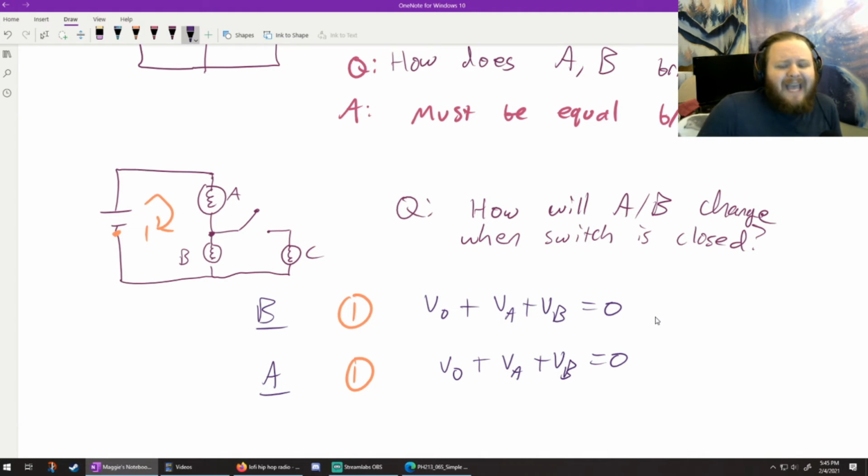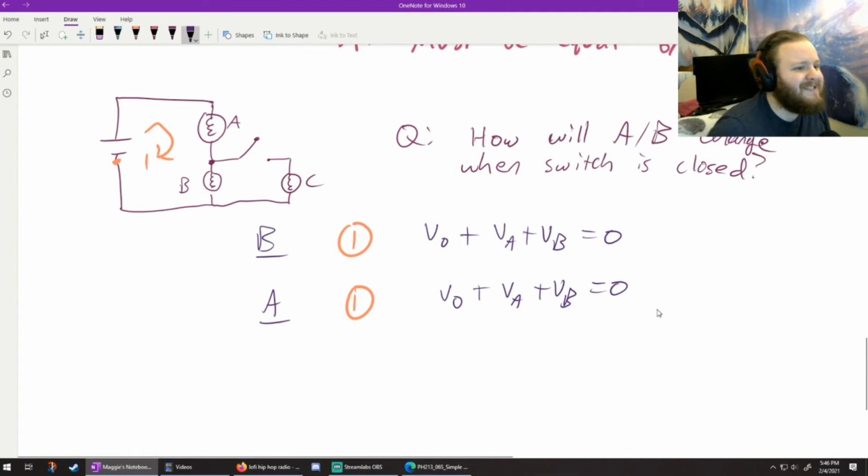This does not tell me that these voltages are the same. Because there are two circuit elements in here, I can't make the same argument I did before. All I know is that the sum of VA and VB in each of these two situations must be equal to V naught. That doesn't mean that VA before and VA after are the same, and VB before and VB after are the same. So what I need to do is draw more loops.